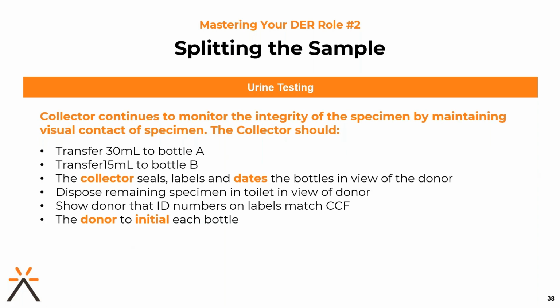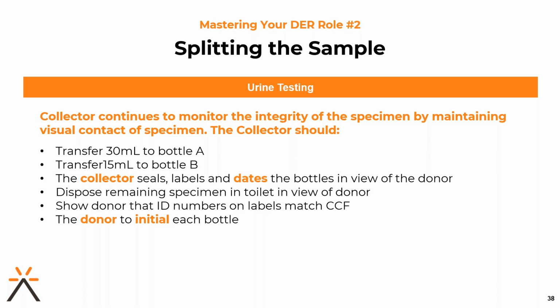During that time, the next portion is that we're going to split that sample into 2 vials. We're going to do 30 in one, 15 in another. The collector is going to then take off the seal on the chain of custody, put it on the vial, put it on the second vial. Then the collector is going to go and date the vials, okay, in front of the donor.